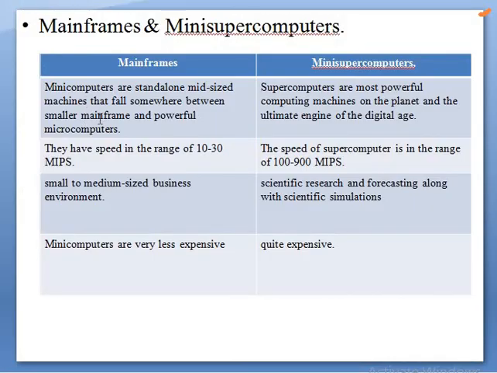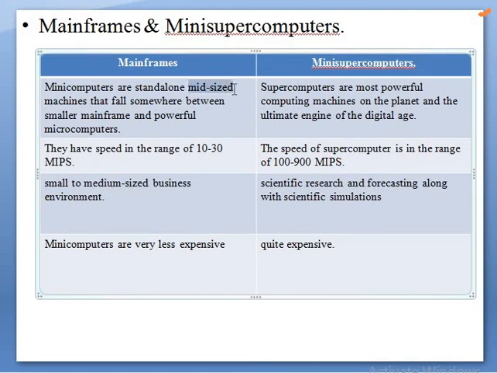Okay, next we have the differences between mainframe and mini supercomputers. So what do mainframe computers mean? They are best suited for mid-sized machines, and they are powerful microcomputers, whereas mini supercomputers, also called supercomputers, are more powerful than mainframes. Between them, the more powerful is the supercomputer. The speed of execution of a mainframe is 10 to 30 million instructions per second, whereas a mini supercomputer is in the range of 100 to 900 million instructions per second.